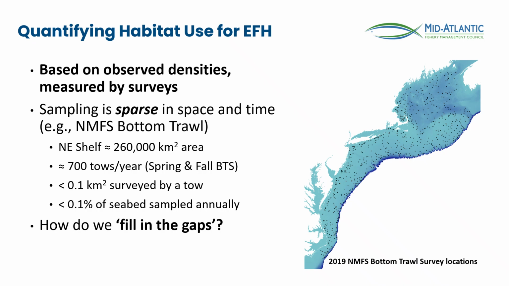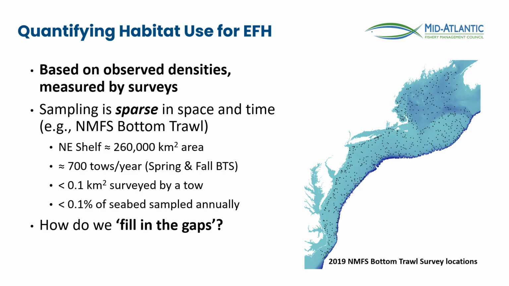Hi, I'm going to talk a little bit about the methods we used to produce essential fish habitat maps for the Mid-Atlantic Council. So most of the quantitative data that we have on habitat use for fish on the Northeast Shelf comes from random sampling conducted by fishery independent surveys, such as the Northeast Fisheries Science Center bottom trawls. However, these surveys really sample just a tiny fraction of the seabed each year, effectively providing snapshots of the underlying true animal distributions at discrete and often far scattered points in space and time.